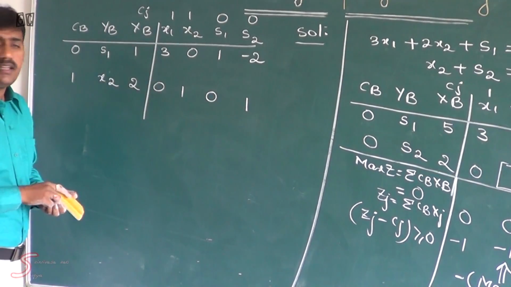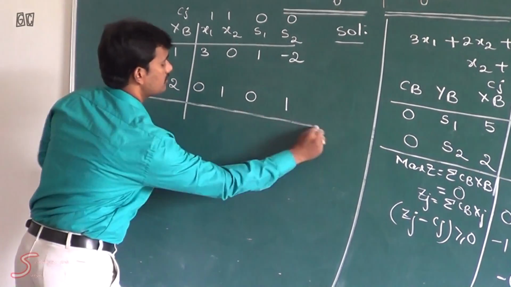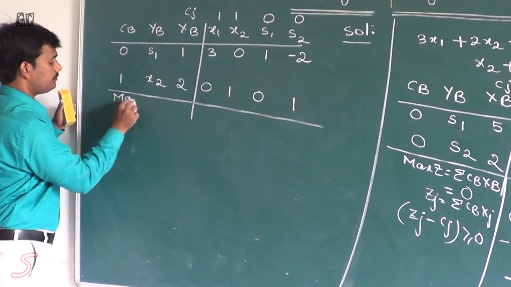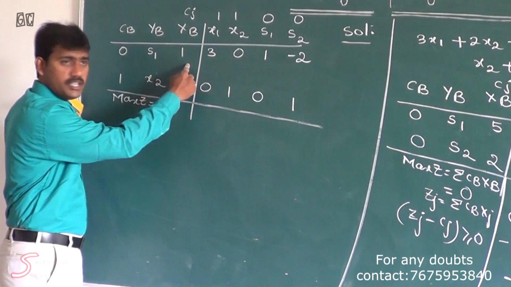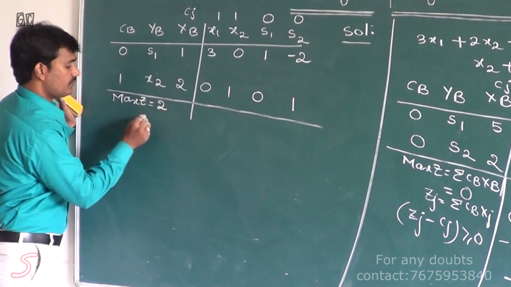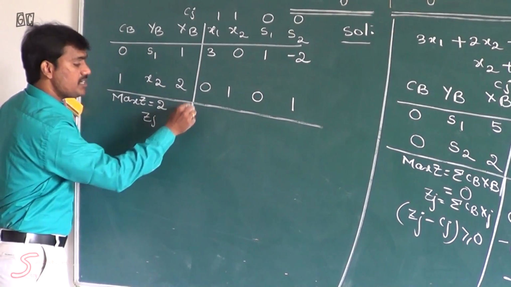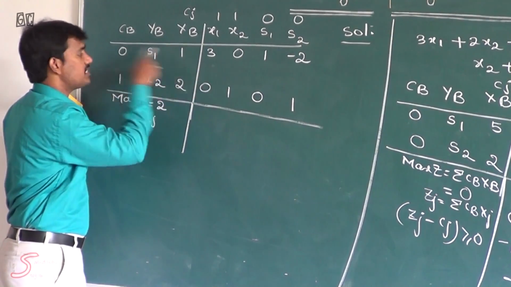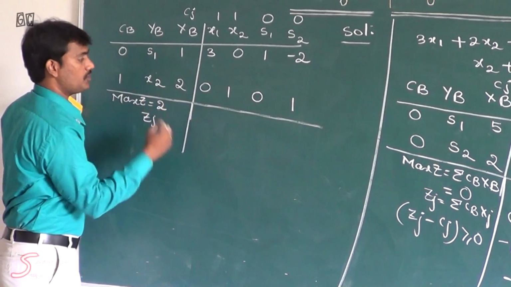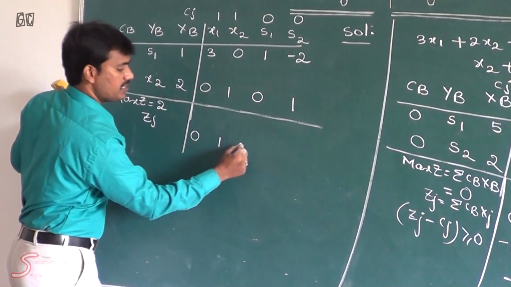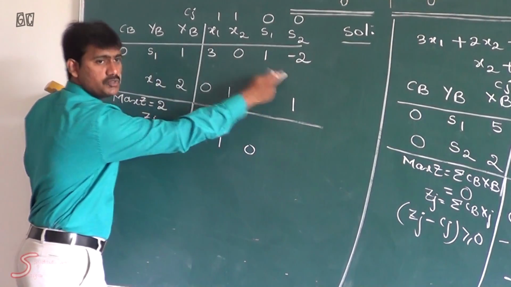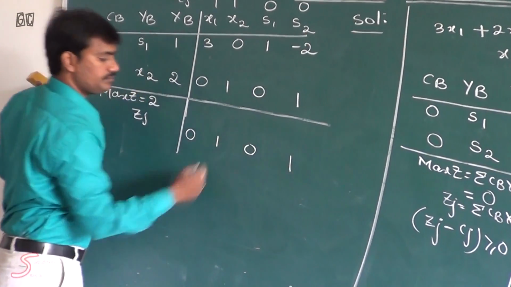And again we are going to apply the same formulas. That is the maximum Z. The maximum Z formula is summation CB into XB. 0 into 1, 0 plus 1 into 2, Z is 2. And we have a ZJ notation, summation CB into XJ. 0 into 3, 0, 1 into 0, that is again 0. 0, 1, that is again 0. 0 into minus 2, 0, 1 into 1, again 1.